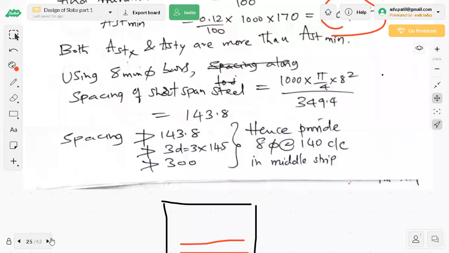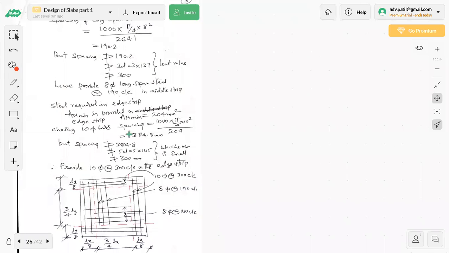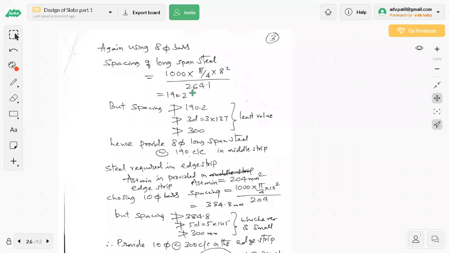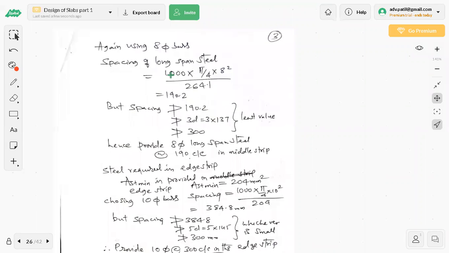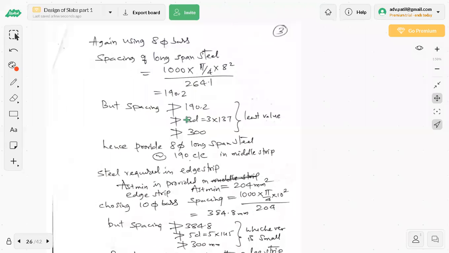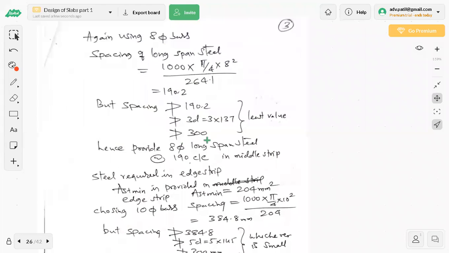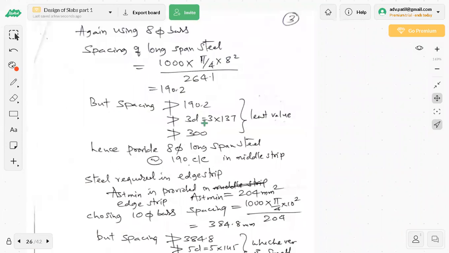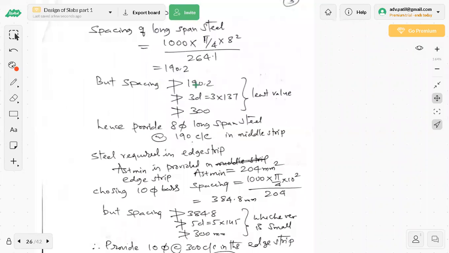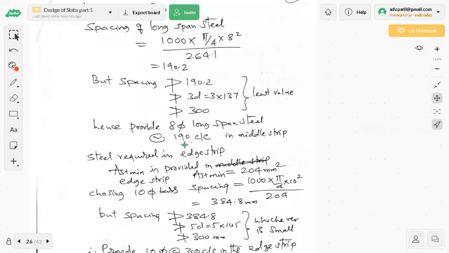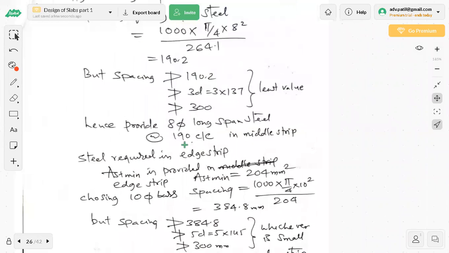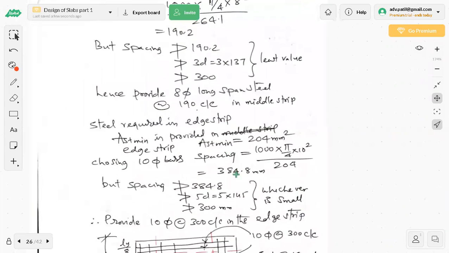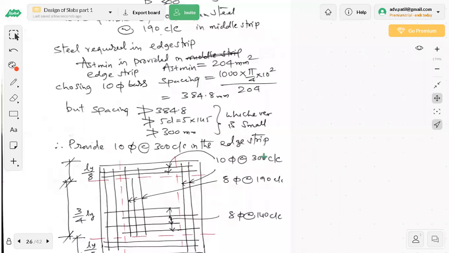Next, similarly you go with the ASTY calculation. 264.1 is what ASTY was calculated. 1000 into area of one bar divided by this. This spacing will be more because the area is less here. So 190.2 or 3D or 300. The smallest is again 190. 190.2 is rounded off to a smaller number, which is 190. 8 mm at 190 center to center. In this way, the bars are provided.